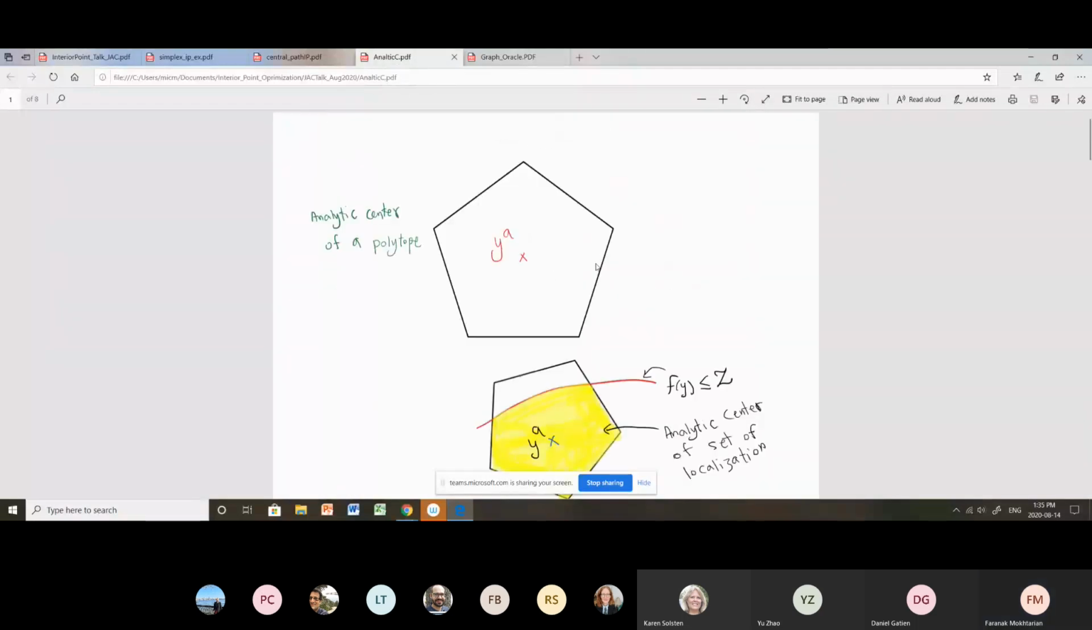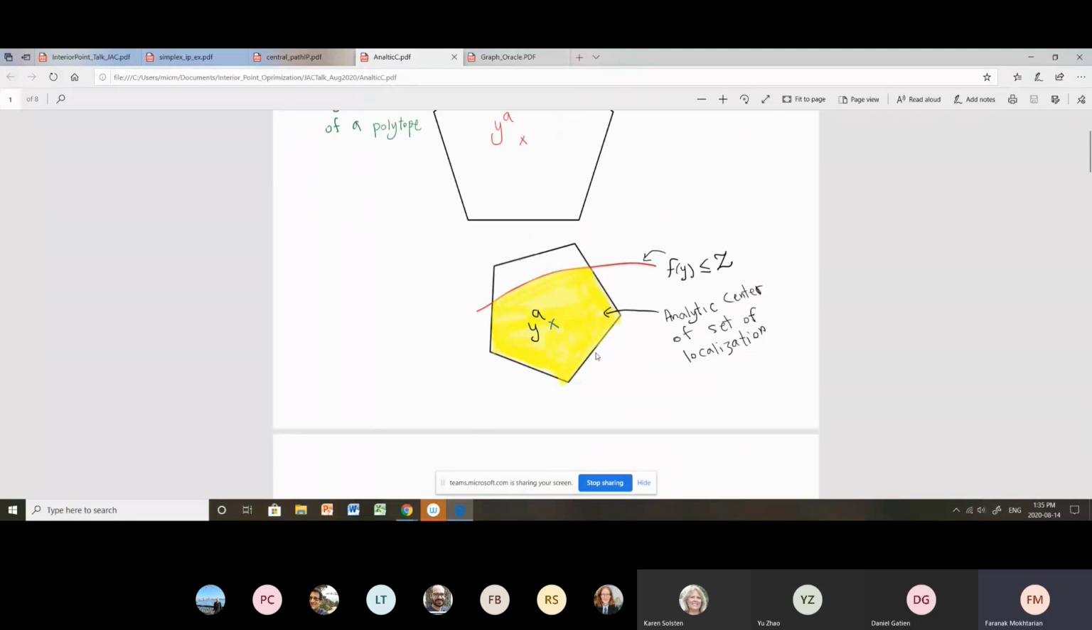Here it is. So this is the set of localization. This is a polytope that approximates our feasible region, and here's the level curve of our objective function. We have a set called the set of localization, and the analytic center of this set is a point that has maximum distance from all these constraints, including the level curve of the objective function.